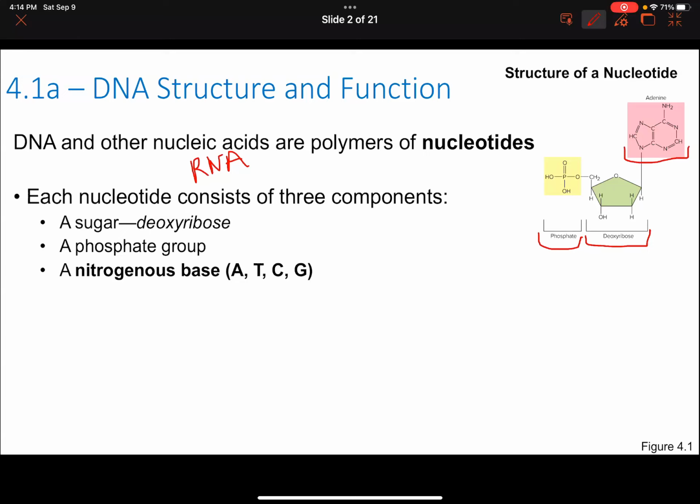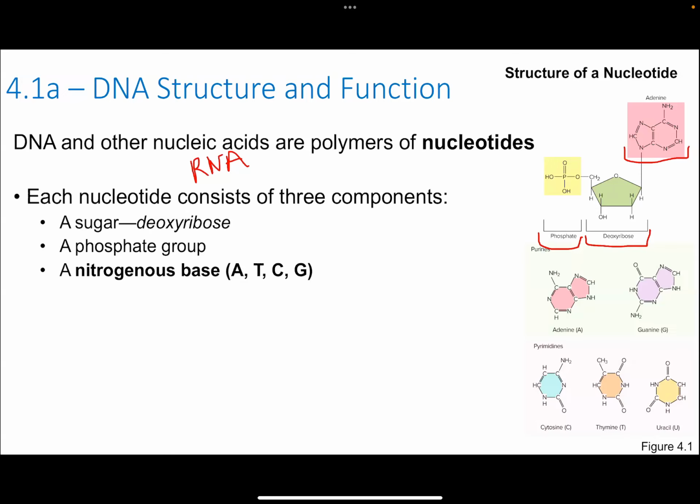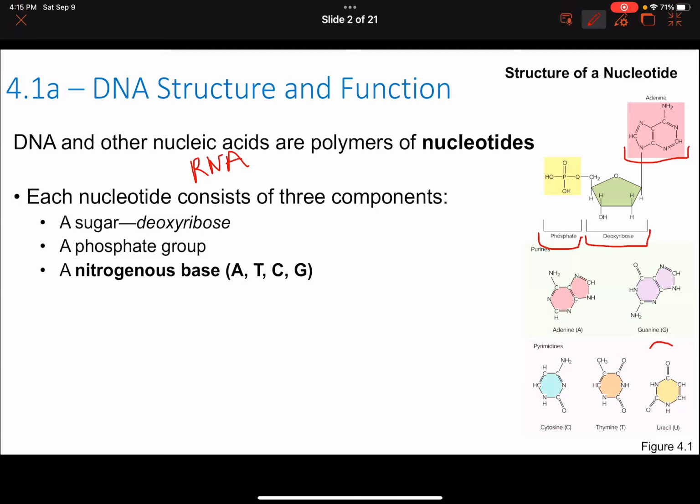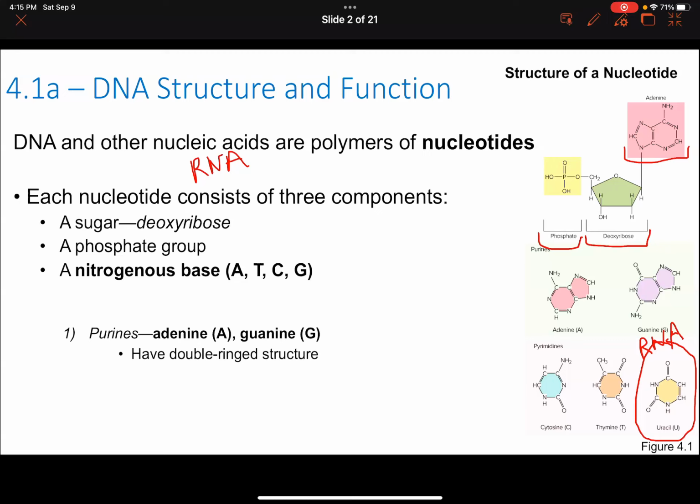Here in the figure we have the nitrogenous base adenine. There are 4 main nitrogenous bases in DNA. They are A, T, C, and G, or adenine, guanine, cytosine, and thymine. This 5th one listed here, uracil, is specific to RNA. And DNA does not have uracil, but RNA does not have thymine either, and we will talk about this more in a minute. Your book combines these nitrogenous bases based on their shape.